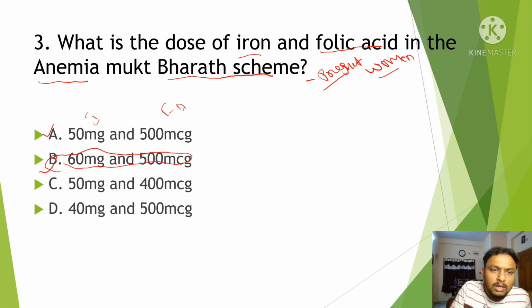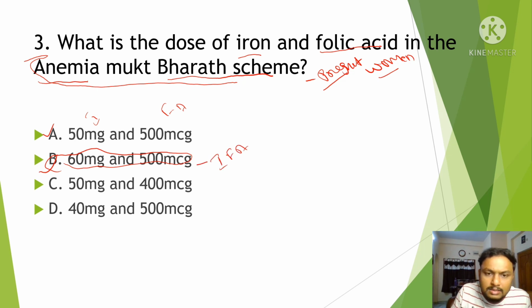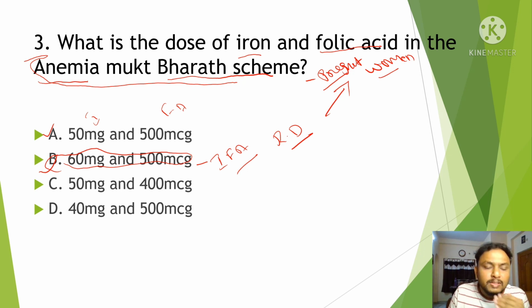So under the Anemia Mukt Bharat scheme, 60 mg and 500 mcg iron folic acid tablets is the recommended dose for a pregnant woman. So what is the Anemia Mukt Bharat scheme? We will see next.